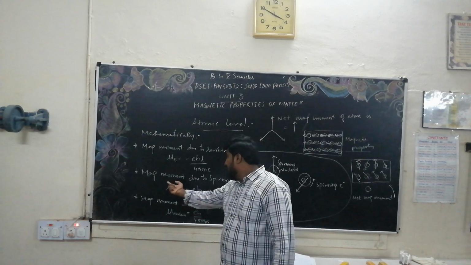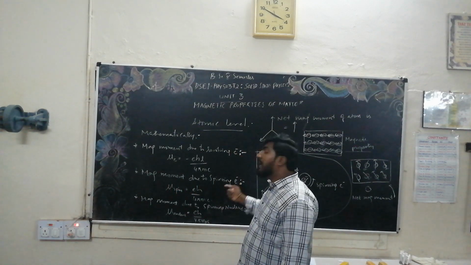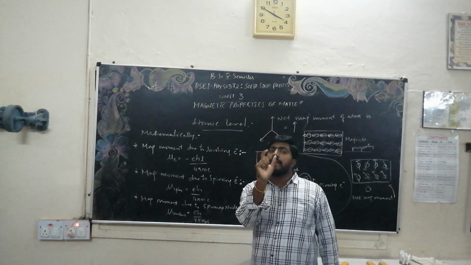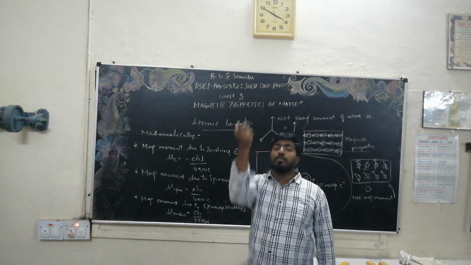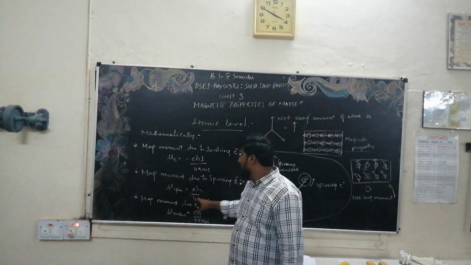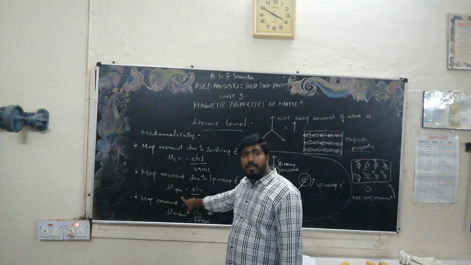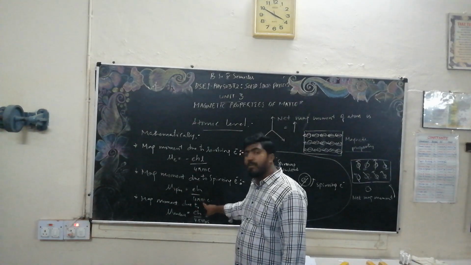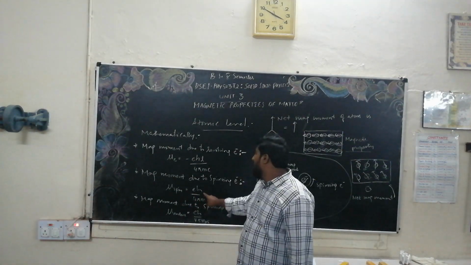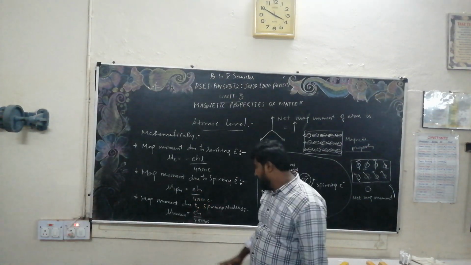In the same way, there is the magnetic moment due to the spinning electron. If the electron spins on its own, not only revolving, then the formula we write for the magnetic moment of the spinning electron is eh divided by 4 pi mc. Here, just the orbital quantum number is skipped.